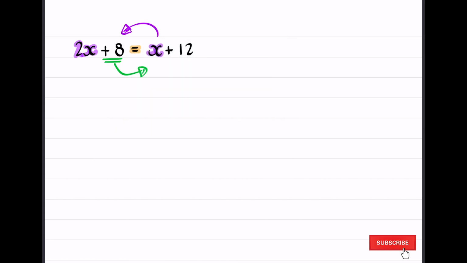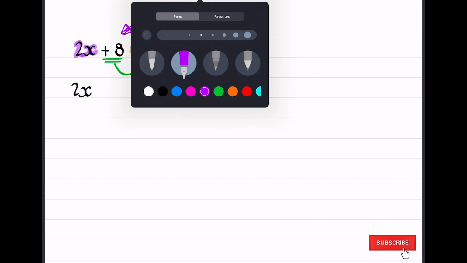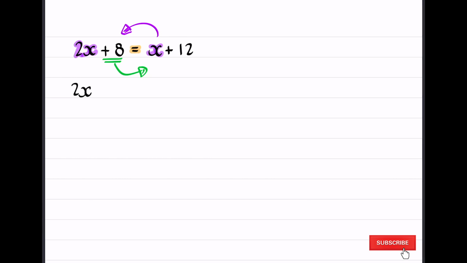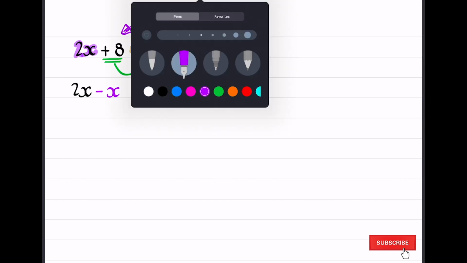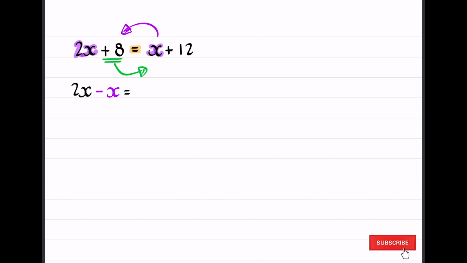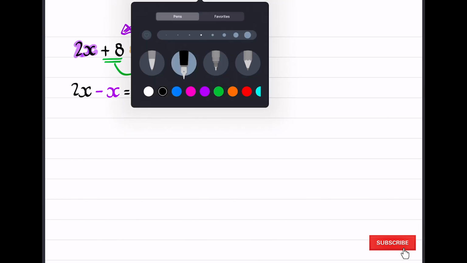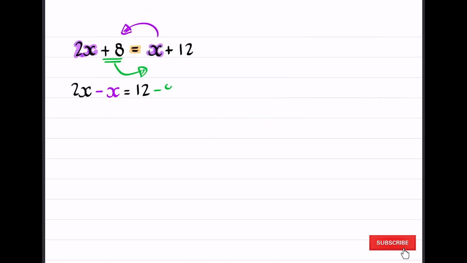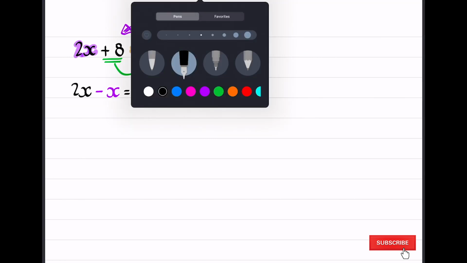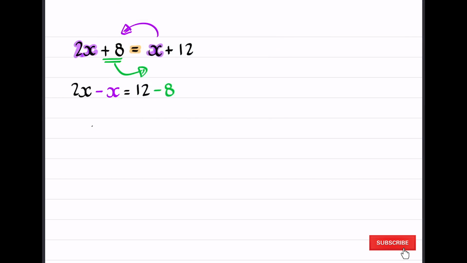Now, the most important thing to remember is that what was there first stays the same. So the 2x was there first, stays the same. The positive x, when it goes across the equal sign, now becomes a negative x, equal to the 12 was on the right-hand side, stays first, stays the same. The positive 8 when it goes across now becomes negative 8. So we now have 2x minus x, which is x, equal to 12 minus 8, which is 4.